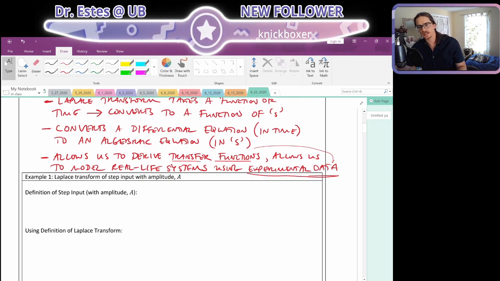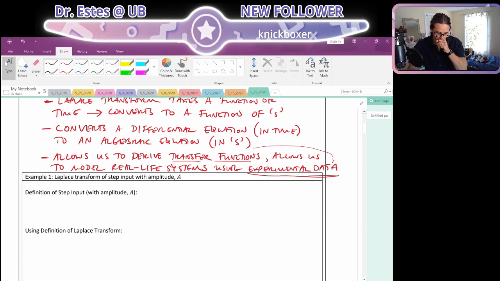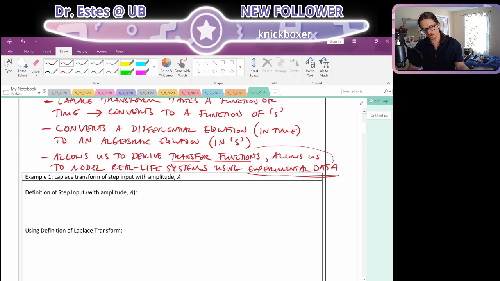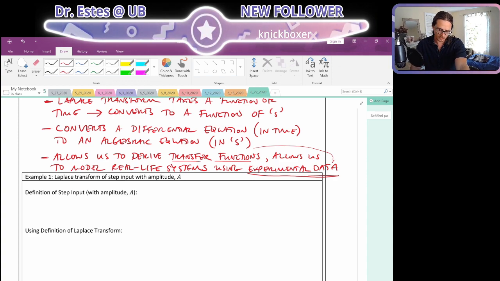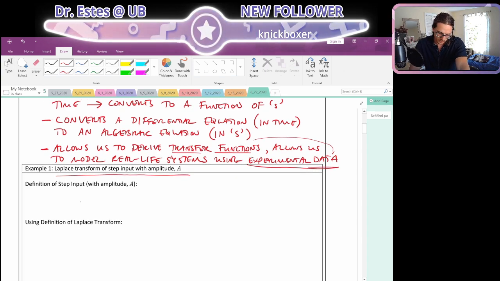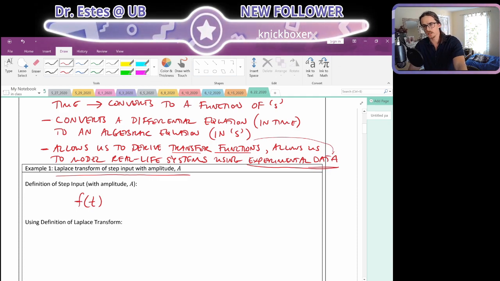So let's start at the beginning. Let's take the Laplace transform of a few simple functions of time, just to show how this works. And then we'll get to transfer functions and so on. So I want to take a Laplace transform of a step input with amplitude A. Let's first give the definition of what this is. Let's call it f of t.